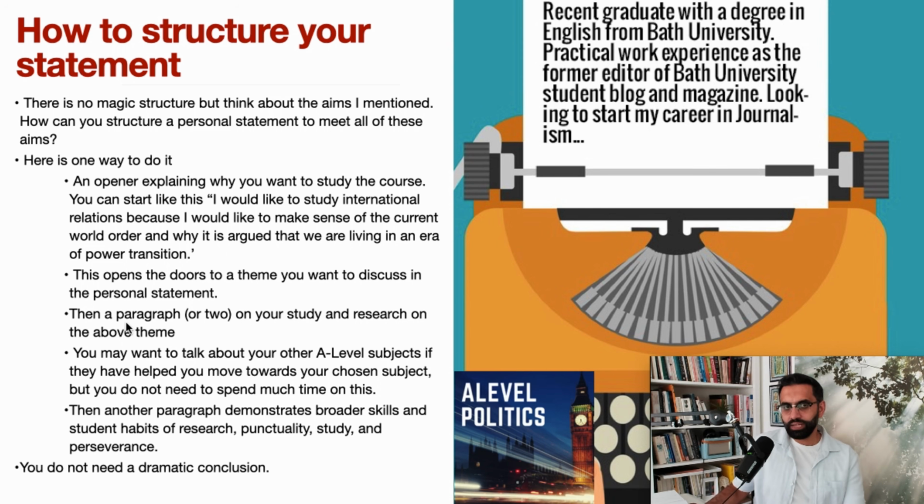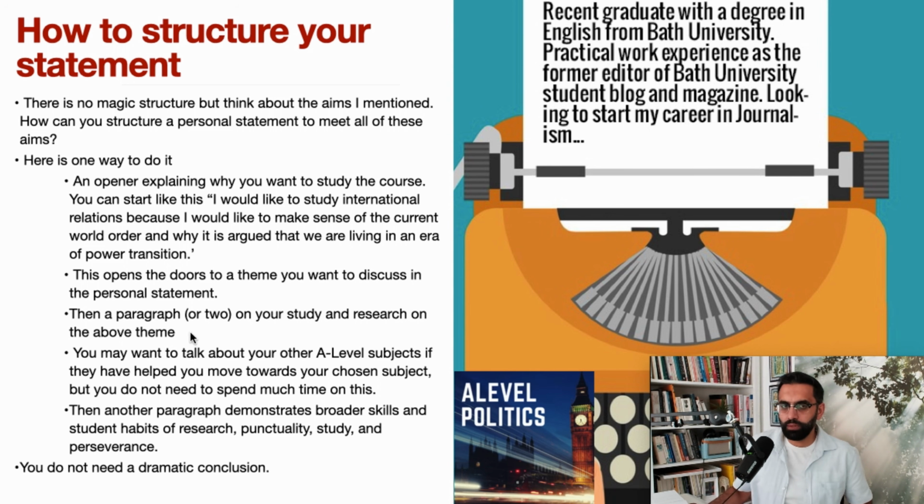So then the next paragraph or 2 can be on your study and research of this above theme. So you can then talk about power transition, for example, and what you've done to demonstrate, to research how power transition is illustrated in the modern era, right? So remember, you're picking on a theme. You're not just talking about international relations or history or politics as a broad discipline. You're picking on a theme or a couple of themes maybe within that particular subject.